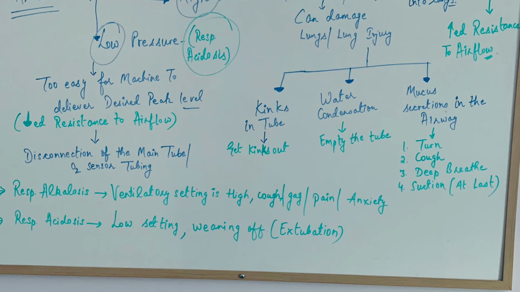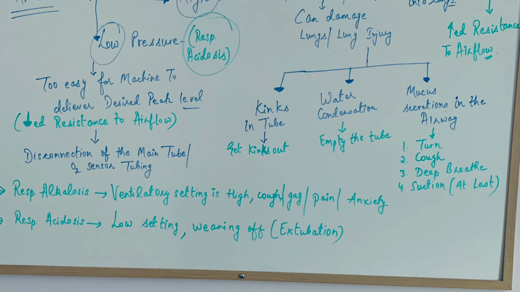Low pressure alarms can lead to respiratory acidosis, because carbon dioxide is accumulating inside the lungs and is not coming out. This can lead to high levels of carbon dioxide inside the body, so obviously an acidic condition. The other condition in ventilators which can lead to respiratory acidosis is a low setting. When the ventilator setting is lower than the desired level, it can lead to acidosis.